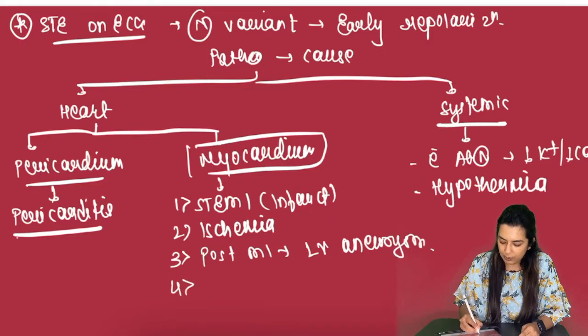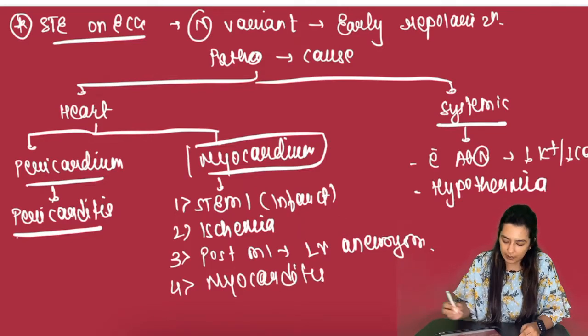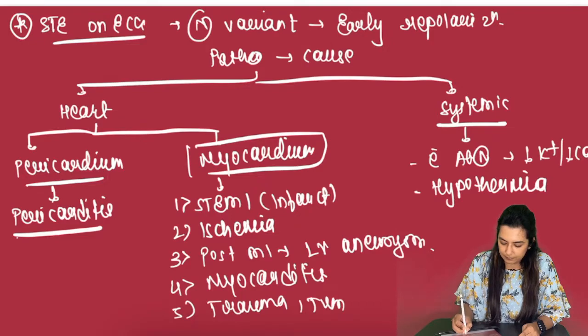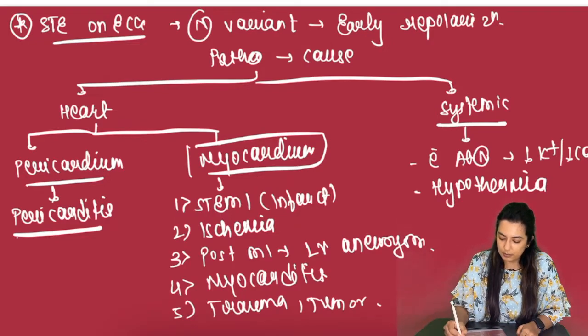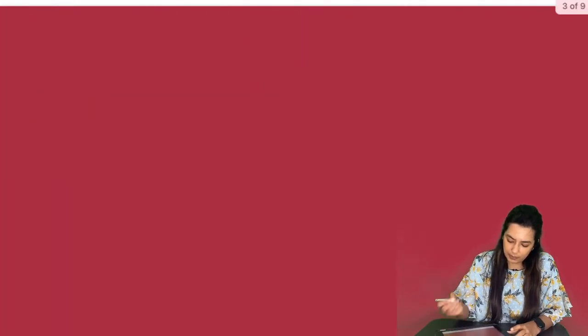Fourth can be myocarditis. So infection or inflammation of the myocardium can also lead to ST elevation on ECG. Fifth is trauma or tumor. So these are the causes of ST elevation on ECG. Now we'll discuss ST elevation MI.